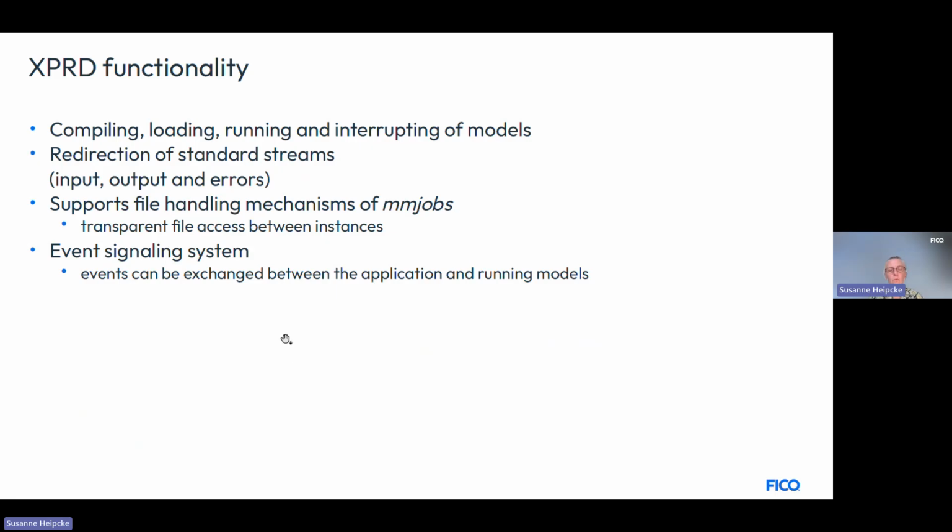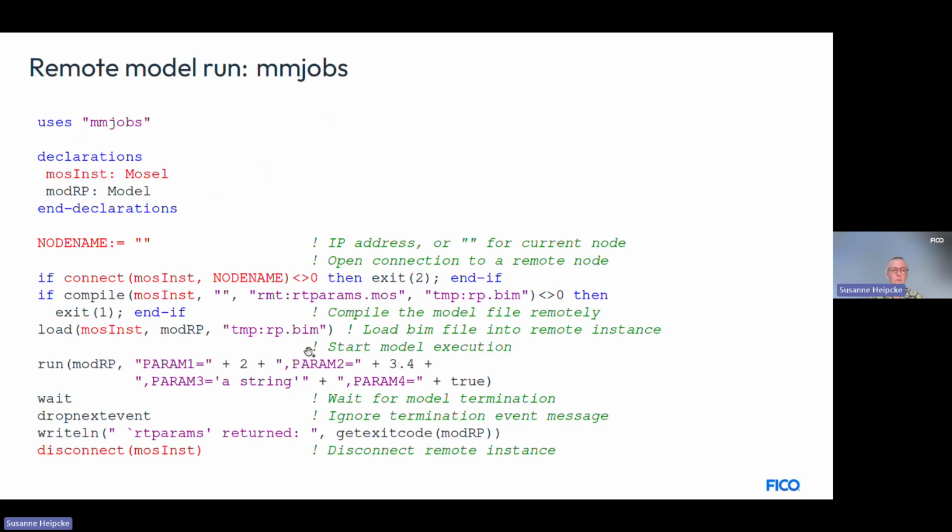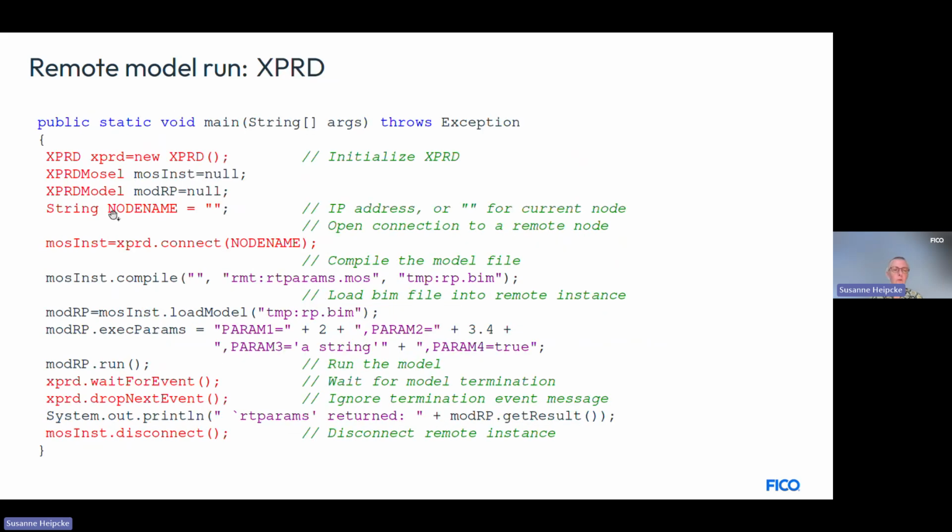So the communications for the Mosel models, the submodels that we are controlling via this mechanism XPRD, just remain exactly the same. Here, this is what we have seen previously with our connect, compile, disconnect. And now we have a Java program doing exactly the same. The only thing that we need to add is, first of all, to initialize the XPRD instance, but then we have exactly the same commands: connect, compiling, loading, executing the model, running, and waiting for its termination, and then disconnecting from the remote instance. So now we have just a small piece of Java code and only a single library to be installed locally to control whatever is running remotely.